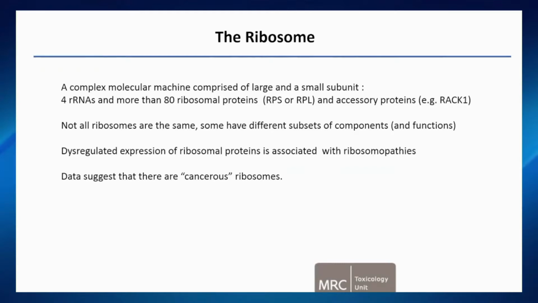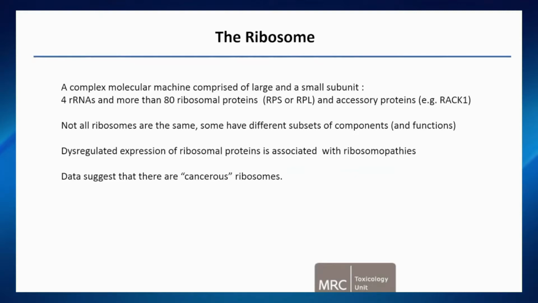But actually, it seems that different ribosomes have different components of RNA binding proteins associated with them, and they have differential functions. Some lovely work, if you're interested, to have a look from Maria Barna, has shown what some of these different ribosomal proteins do and how they drive different expression patterns. And also, it's known that dysregulated expression of individual ribosomal proteins is associated with tumorigenesis.